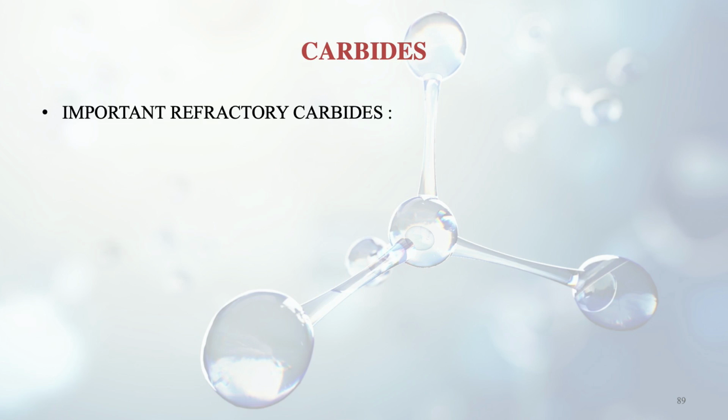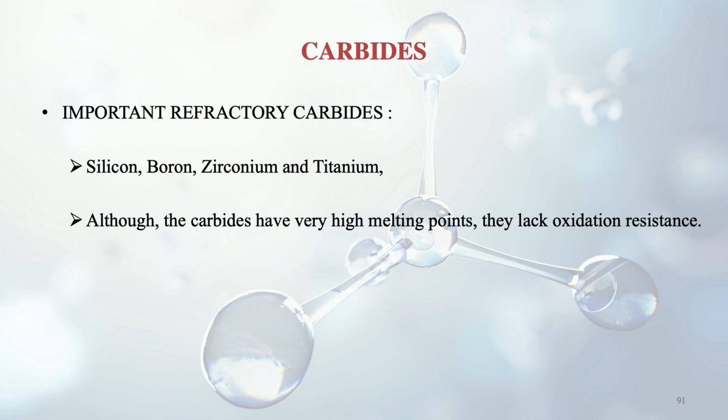After discussing the various kinds of oxides which are used as refractory materials, we can now come to the carbides. So what are the important refractory carbides? These are silicon, boron, zirconium and titanium. So we have zirconium oxide, similarly we have zirconium carbide also, and both can be used as refractory materials. Although the carbides have very high melting points, they lack oxidation resistance. This is a drawback of carbides, that they are not oxidation resistant.